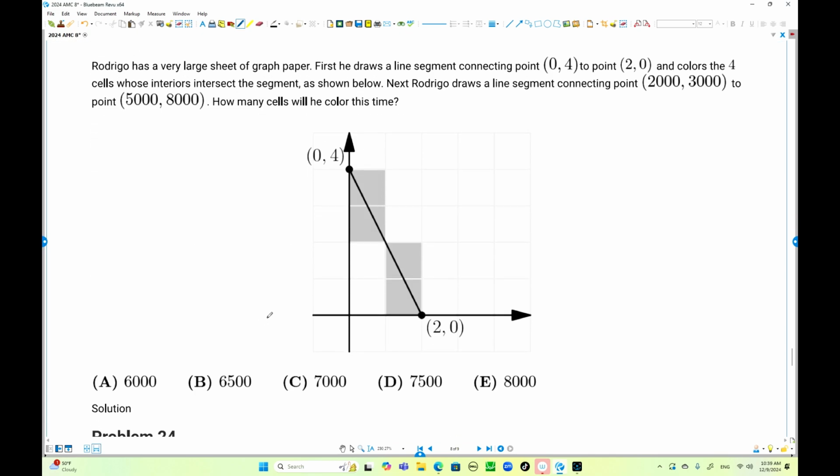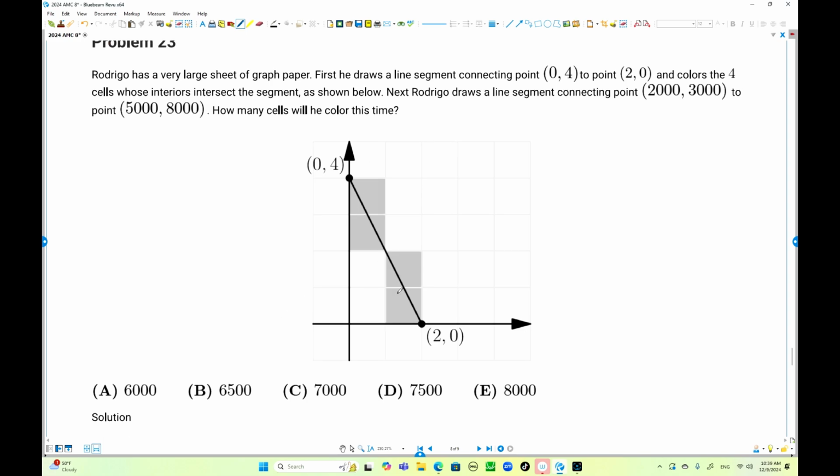Number 23. When you have a coordinate grid and make a line between two points, on this path, these cells are crossed by the line. 1, 2, 3, 4. When you start up here, you can find the length of this one is 2, and this length is 4.